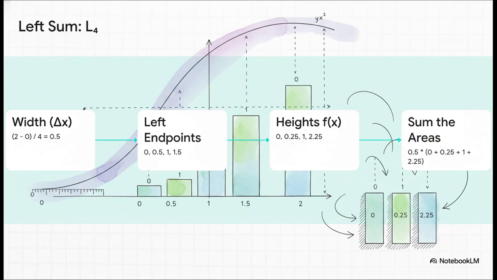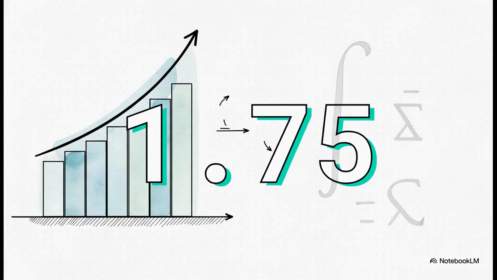Now we just plug each of those into our function, x squared, to get the heights. Finally, we add up those heights and multiply the whole thing by our width, 0.5. And boom, the result is 1.75. Now, because our function is always going up on this interval, using the left corner for the height means each rectangle is just a little bit shorter than the curve. See that? It gives us a clear underestimate of the real area.